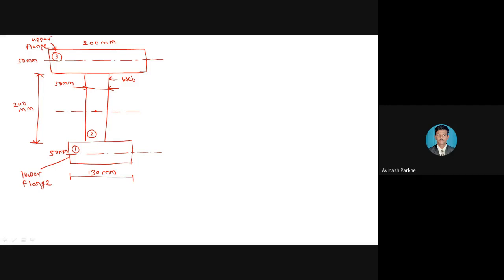Unsymmetrical I section, unequal flanges. If you check the dimensions of the upper flange and the lower flange, for the bottom flange it is 130 by 50 mm, and for the top flange 200 by 50 mm. Thickness is the same, but the horizontal distances are different. So now this is the unsymmetrical section.